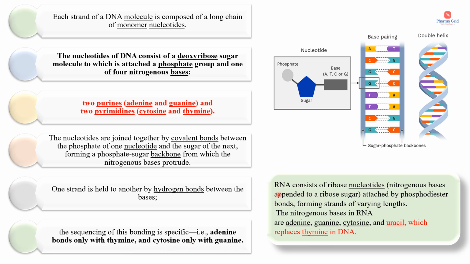Now coming to the RNA. The RNA consists of ribose nucleotides. DNA consists of deoxyribose sugar, whereas RNA consists of ribose sugar. That is, the nitrogenous bases are appended to a ribose sugar, attached by phosphodiester bonds forming strands of varying lengths. The nitrogenous bases in RNA are adenine, guanine, cytosine and uracil, which replaces thymine in DNA. In DNA, the four nitrogenous bases are adenine, guanine, cytosine and thymine. In RNA, the thymine is replaced by uracil. So this is a main difference between DNA and RNA.